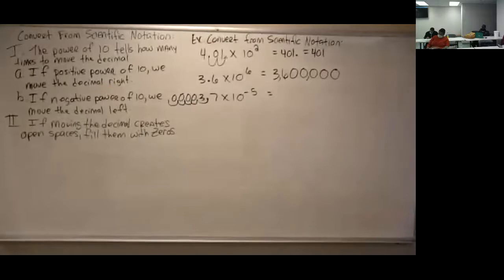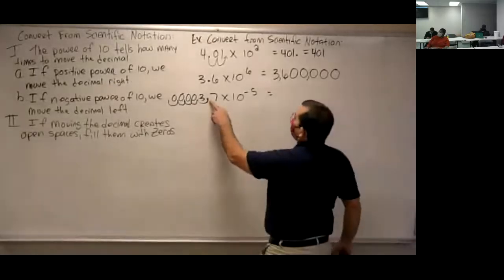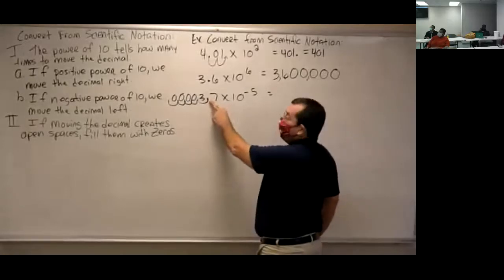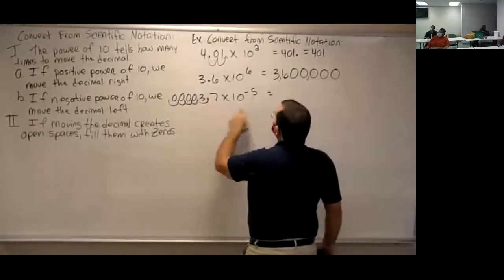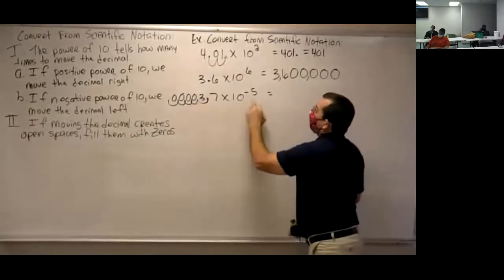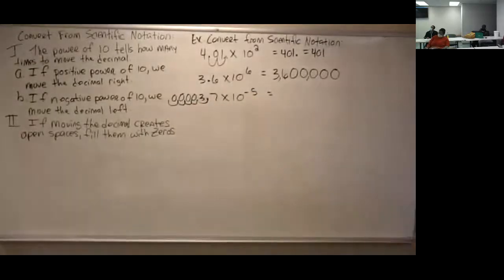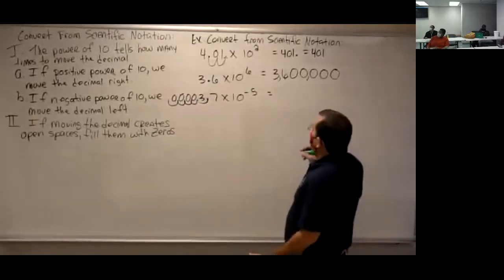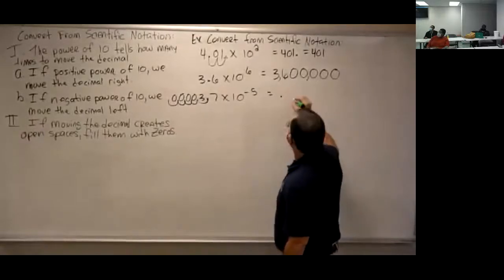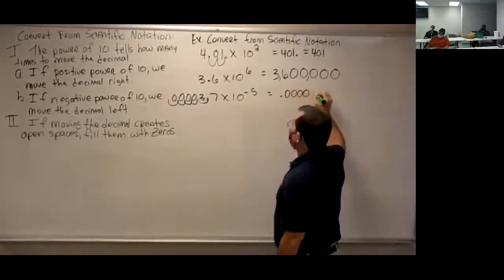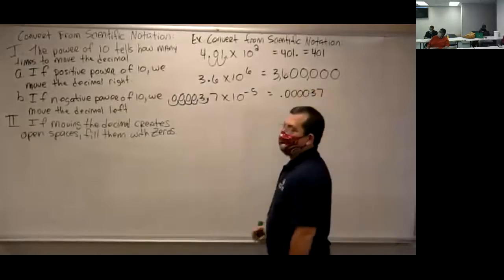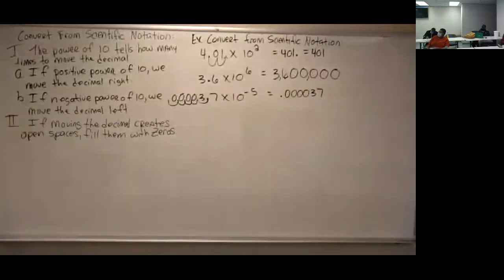And I'll tell you a trick. If your number is after the decimal, after that first non-zero number, you're basically going to add 1 less zero than is in that exponent. Since my exponent was a 5, I only added 4 zeros to get my units moved. If that was a 7, I would have 6 zeros. So let's see what we get: point, 4 zeros, and then 3, 7. You don't put 5 zeros.